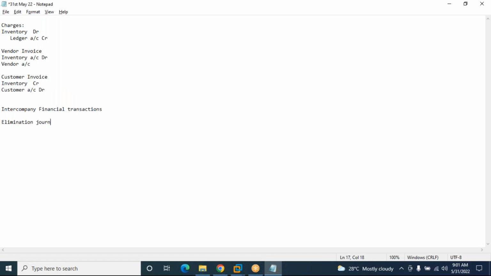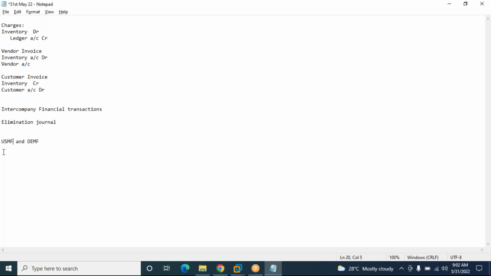So this elimination journal means whenever you are combining two companies like USMF and DMF, then if you combine the balance in one report, then from DMF, how much amount do I need to pay to USMF? From USMF, how much amount do you need to pay DMF? It is not required to show in the system. Am I right? Are you getting my point?